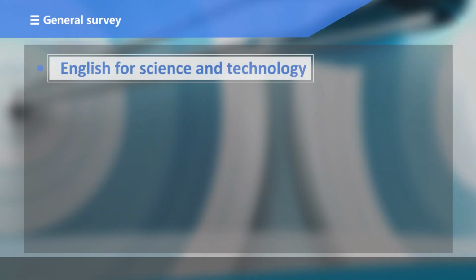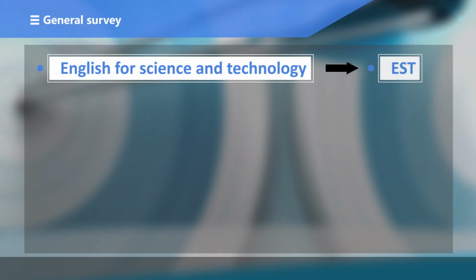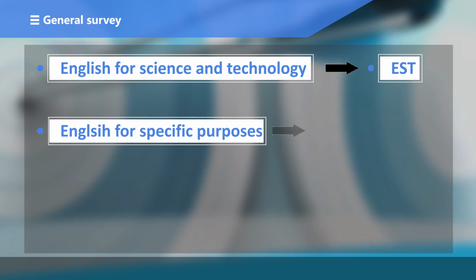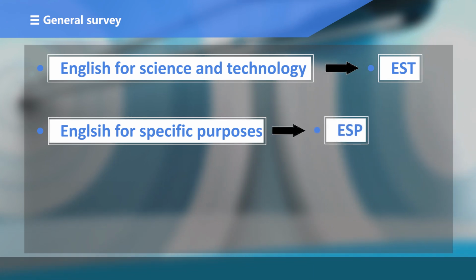First of all, let's have a look at its general survey. English for Science and Technology, abbreviated to EST, is one kind of English for special or specific purposes, abbreviated to ESP. EST describes scientific and technical matters. It is a quick and convenient means of communication to exchange news of, information and ideas on science and technology.